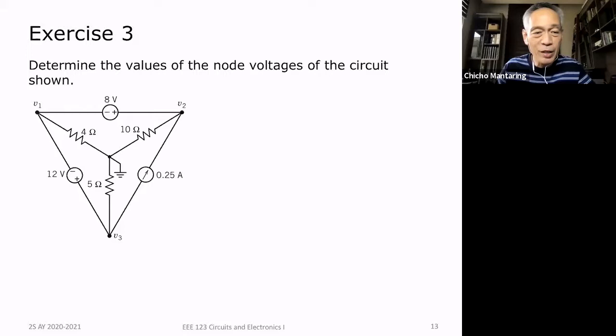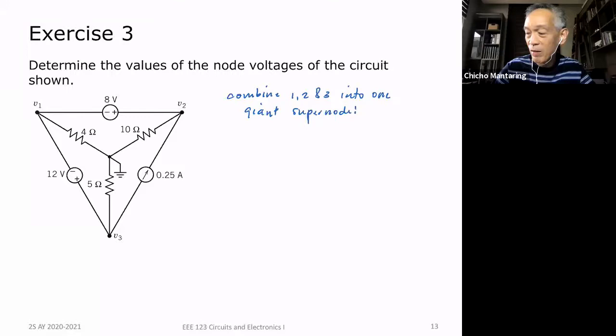If you were to solve this traditionally, what would you do? You'd like to combine these two into a supernode. But the problem is, even if you combine this into a supernode, this is a current entering the supernode, a voltage source din to. So what you actually do is combine nodes 1, 2, and 3 into one giant supernode. That's what you would do. There's a question. Yeah, you can make two supernodes. Well, essentially it's just one supernode. You can combine the two supernodes into one supernode.